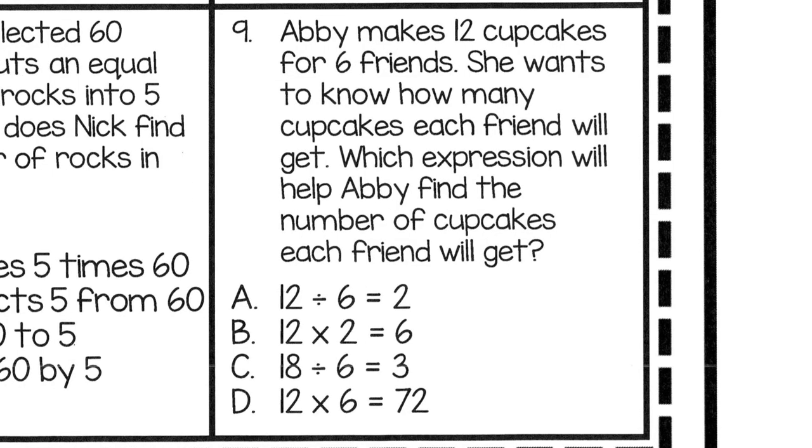And last, number 9, it says Abby makes 12 cupcakes for her 6 friends. She wants to know how many cupcakes each friend will get. You're going to take one expression, one of these, to help solve that question. I have 12 cupcakes to share with 6 friends. How do I evenly give the same number to each friend? There you go. Pause this if you need to, and when you're ready, you can move on to the next page.